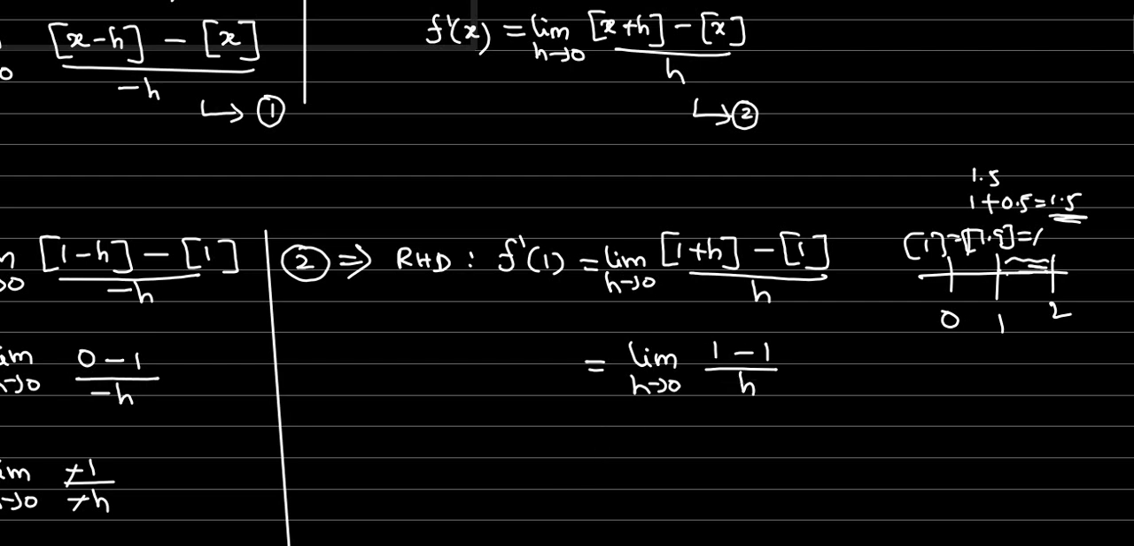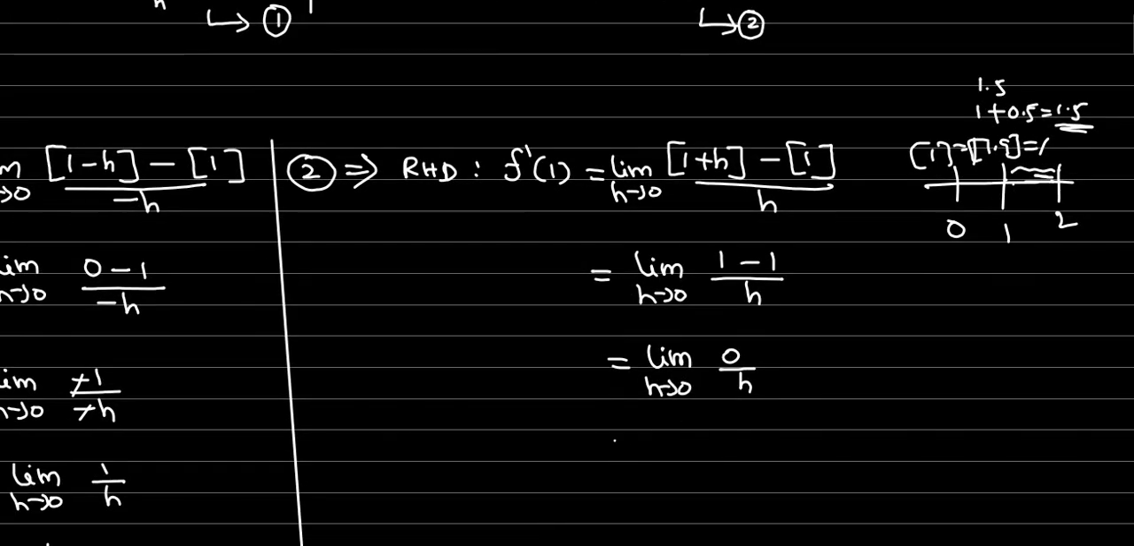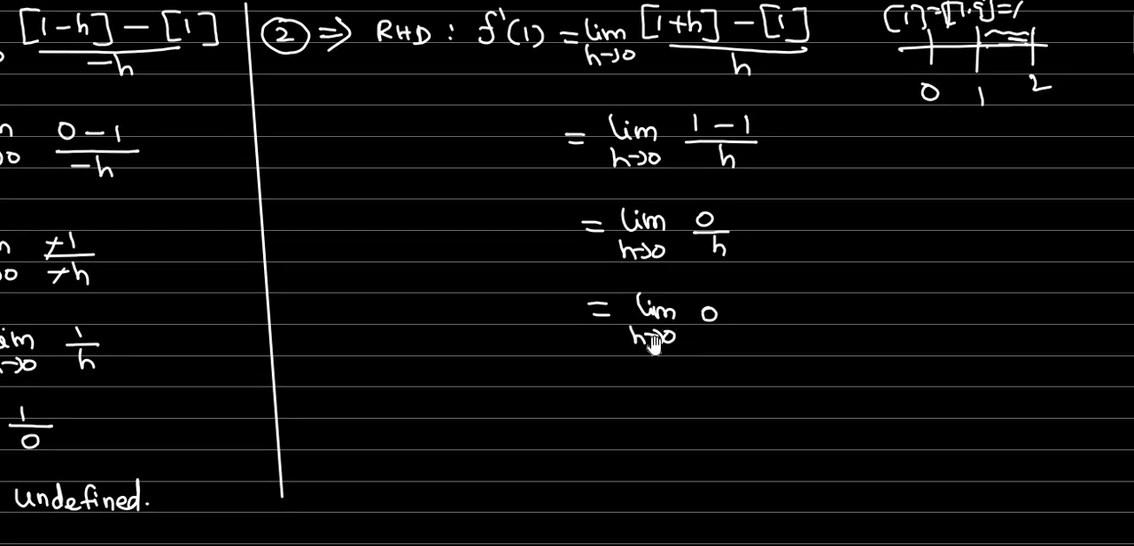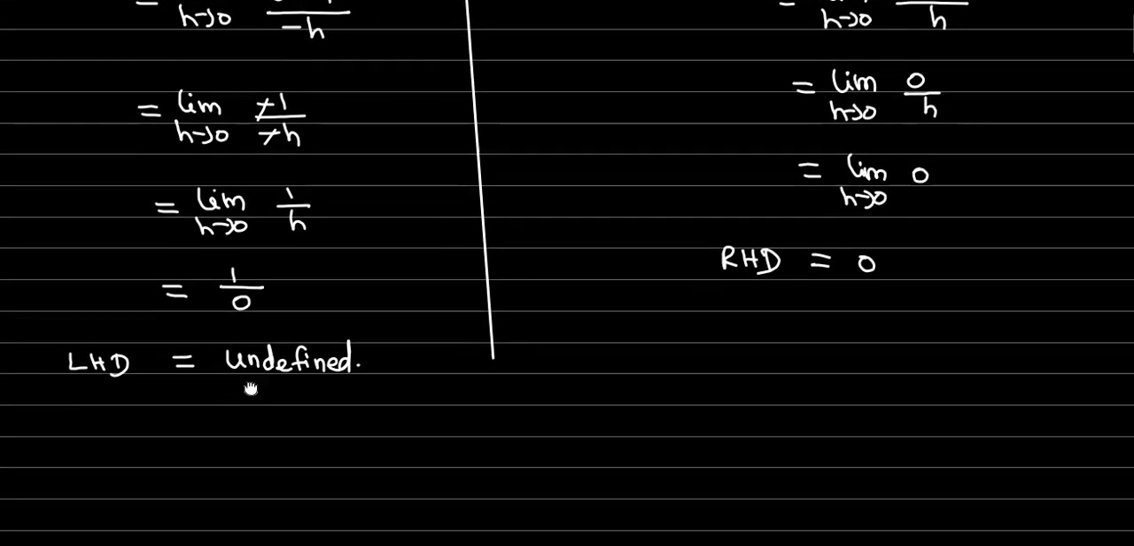1 minus 1, what does it give? 0. So limit as h approaches 0 of 0 by h, and 0 by h is 0. Here 0 is a constant, there is no variable in terms of h. So for a constant term, if we apply the limit, the result is the same constant, 0. So the right hand derivative we got here is 0. Here the left hand derivative we got undefined.